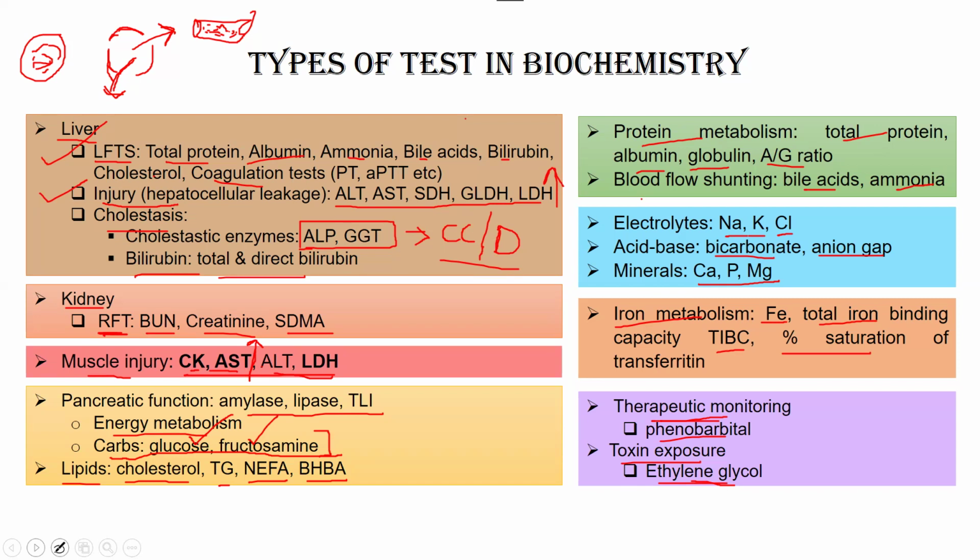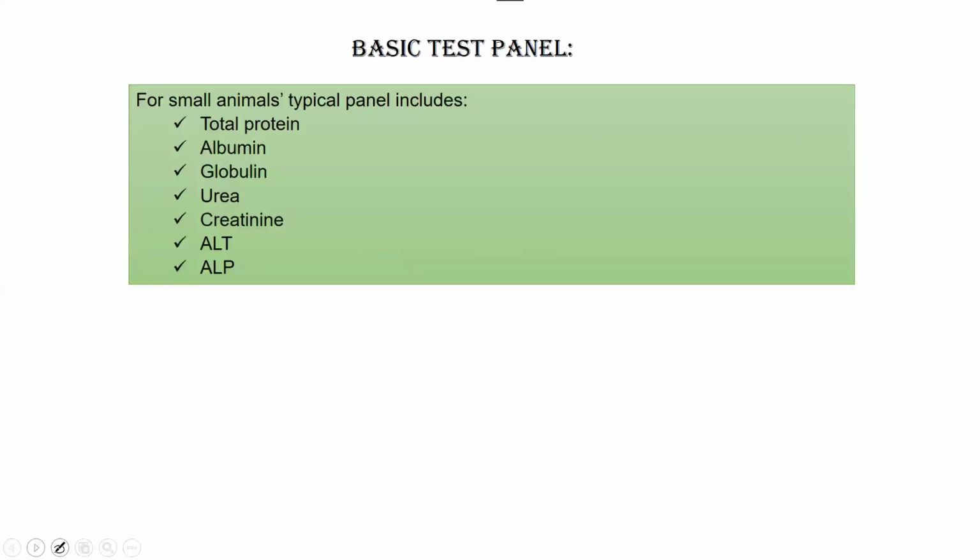So, what we have in veterinary medicine is a basic test panel in which there are these 6, 7 tests. We go for them initially, and these tests basically will detect most of the issues, or most of the diseases are going to be detected by these. So it includes total protein, albumin, globulin, urea, creatinine, ALT, and ALP. But you can do some modifications in these tests, like if you see the yellow color in plasma, you can also go for bilirubin. Like you can change these.